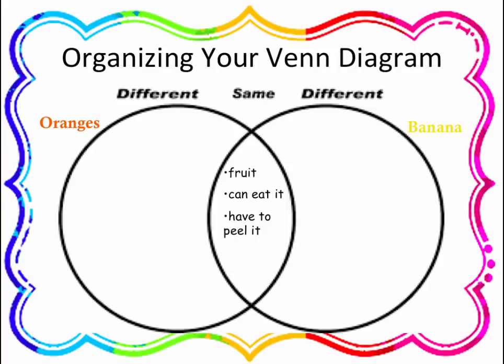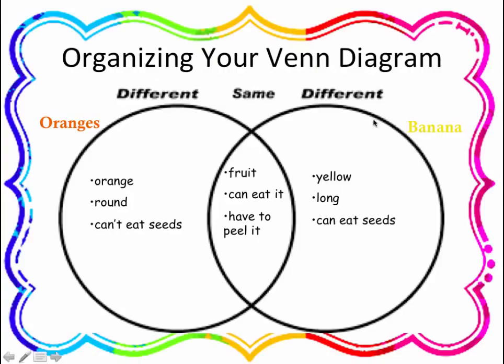All right, what about the color? Yep, I'm going to put orange over there and I'm going to put yellow over here by banana because those are different. I definitely can't put the color in the middle. They're not both orange and they're not both yellow. Here's another one. The shape, round and long. Now what about the seeds? We realized that we could eat one, but we couldn't eat the other. Can we put that in the middle? No. We can't eat the seeds in oranges, but we can eat the seeds in bananas.